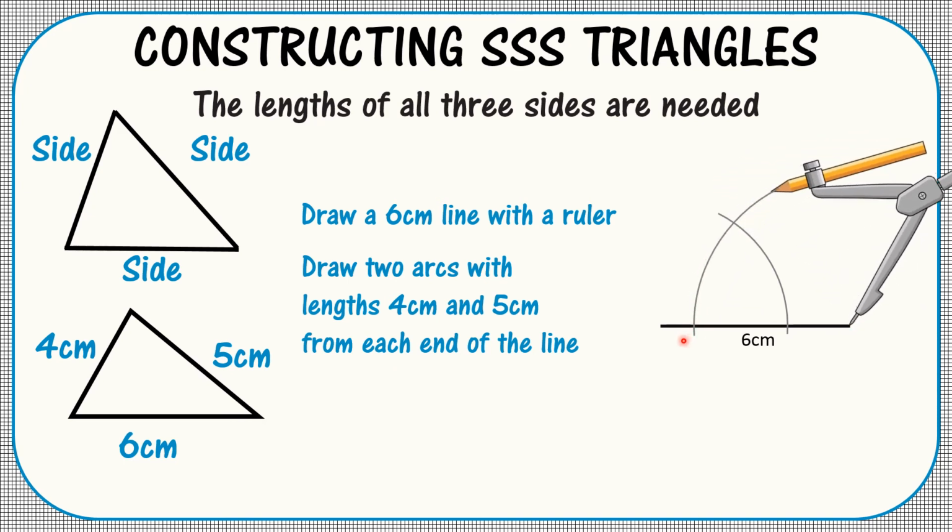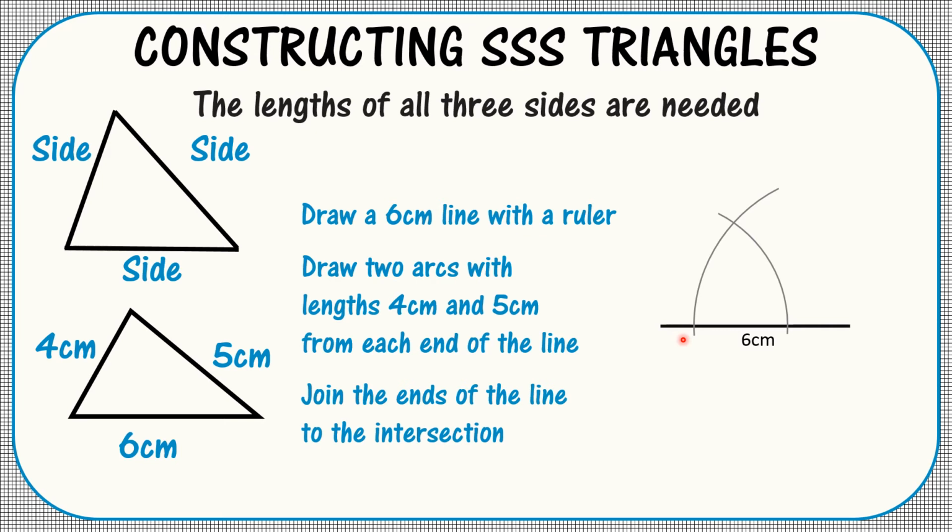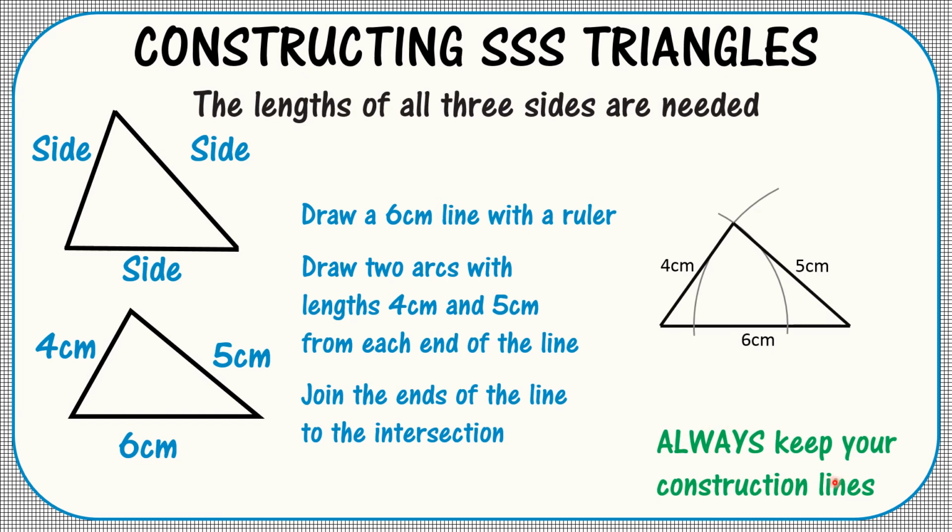We'll draw an arc. And then the final step is join the ends of the line to the intersection. So one of the ends is here and the other end is here. You will draw a straight line. And this is a constructed side, side, side triangle. Again, remember to always keep a construction line and label each length accordingly.